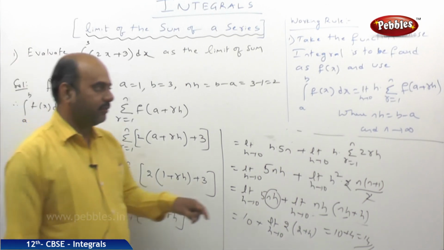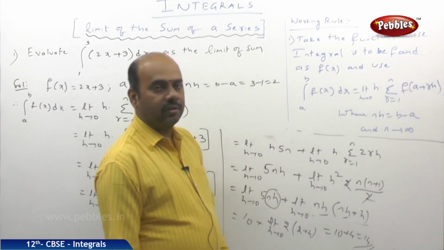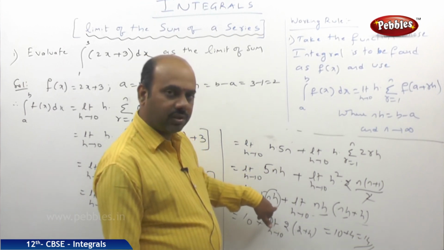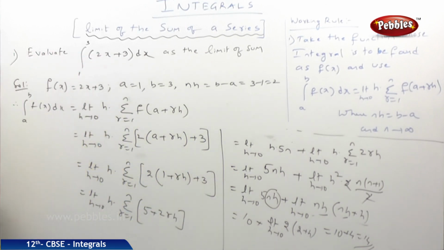If you could observe carefully, nh is equal to b minus a we used in the process here, right? Thank you. Please copy it so that we can go for the next problem.